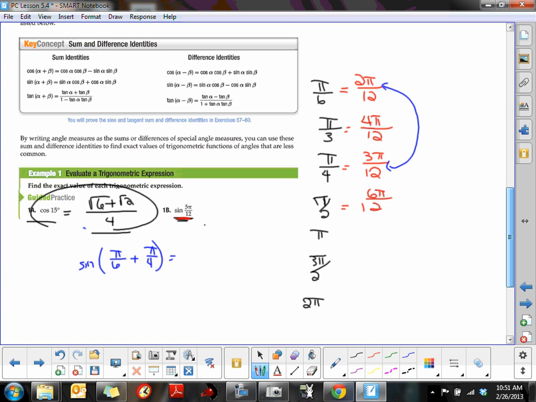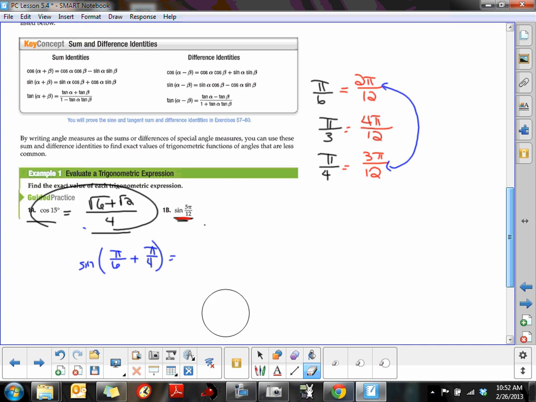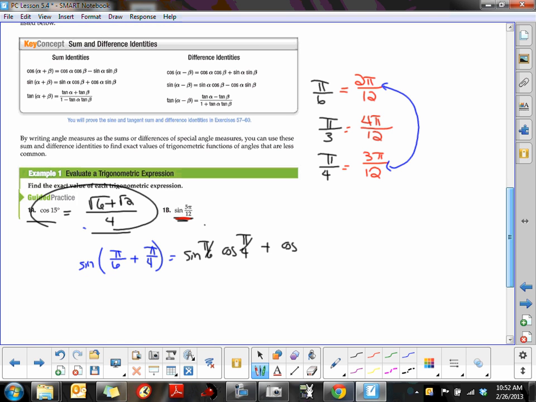Then we will apply our sine of a sum identity. The sine of a sum identity says you take the sine of the first angle, which is the sine of pi sixths, times the cosine of the second angle, which is pi fourths, plus the cosine of the first angle, pi sixths, times the sine of the second angle, pi fourths. Okay, so sine of the first, cosine of the second, cosine of the first, sine of the second. Just talking myself through that.